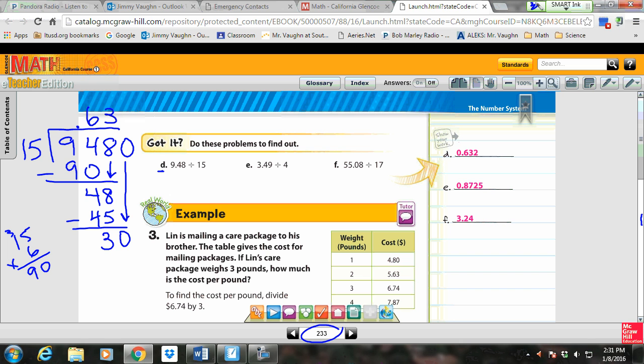15 goes into 30 2 times. Sweet. Comes out even. Minus 0. Nothing else to bring down. So that is the answer. Okay. And that matches the answer over there. We'll go through them in class tomorrow, and hopefully you got that.